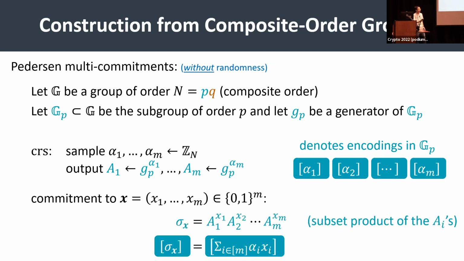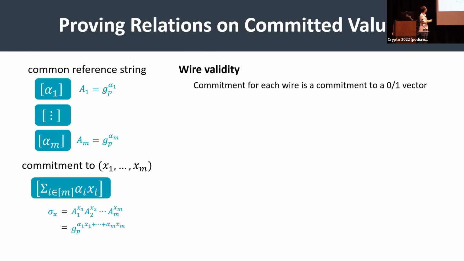To commit to a particular vector, here a vector of wire assignments, we're simply going to take a subset product of these group elements. So if you look at the action of what's happening in the exponent, we're basically going to take a subset sum of these random exponents. So that will be the commitment to a vector. So what remains is to simply show how we argue that these committed values are actually correct, or actually respect the circuit constraints.